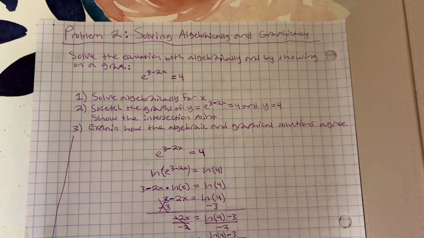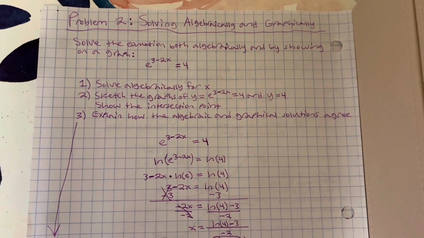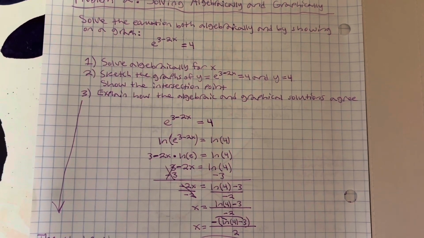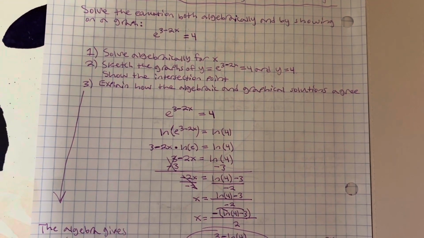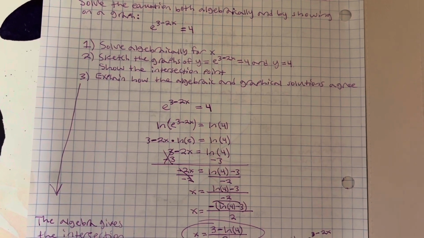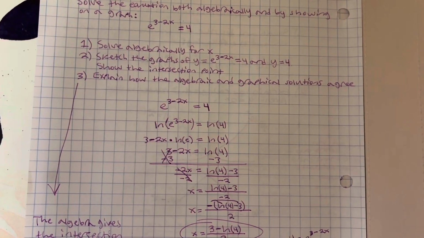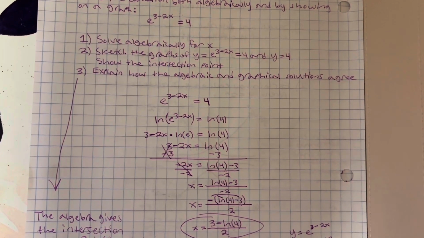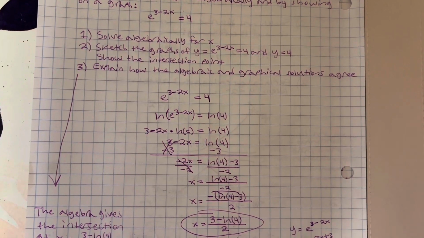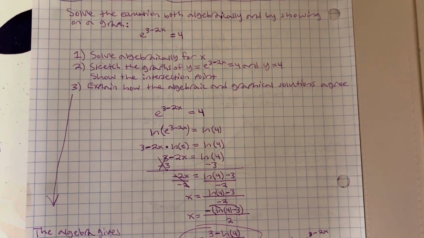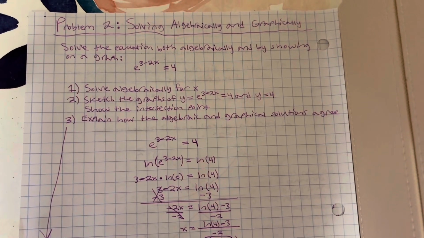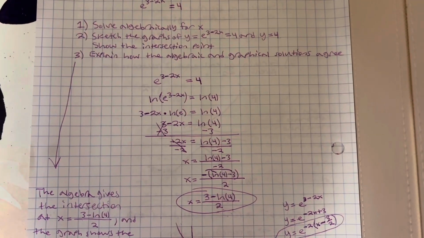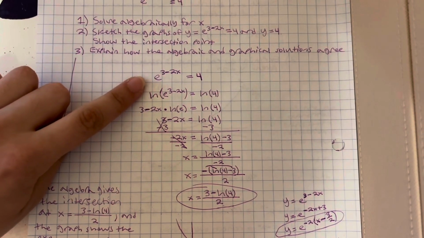Now for problem 2, we are going to be solving algebraically and graphically. So we're going to solve the equation both algebraically and by showing on a graph e to the 3 minus 2x equals 4. We're going to find x, we're going to sketch the graphs of y equals e to the 3 minus 2x, and y equals 4, and we're going to show the intersection point, and then we are going to explain how the algebraic and graphical solutions agree. So right here we have where we're solving e to the 3 minus 2x equals 4.